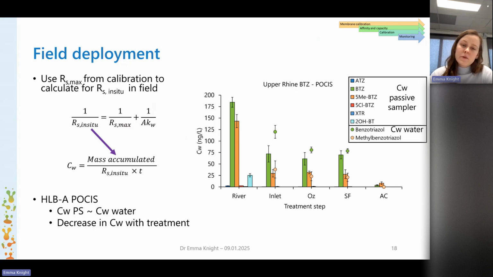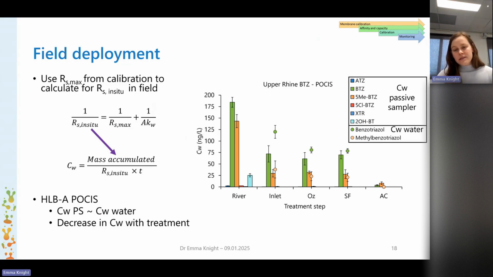And that's what we see in the figure to the right. We see the concentration in the water in nanograms per liter at the different treatment steps. And what's really cool is that we see a decrease in the concentrations of the benzotriazoles with further treatment steps, which replicates what we see with the water sampling. So our concentration in the water for the passive sampler is very similar, if not the same, to the concentration measured by water sampling. The passive samplers are the box bars, versus the concentration measured in the water sampling being the circles on the figure.